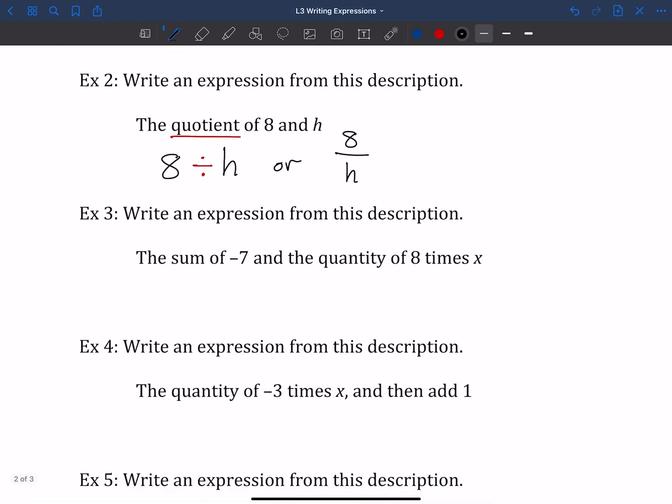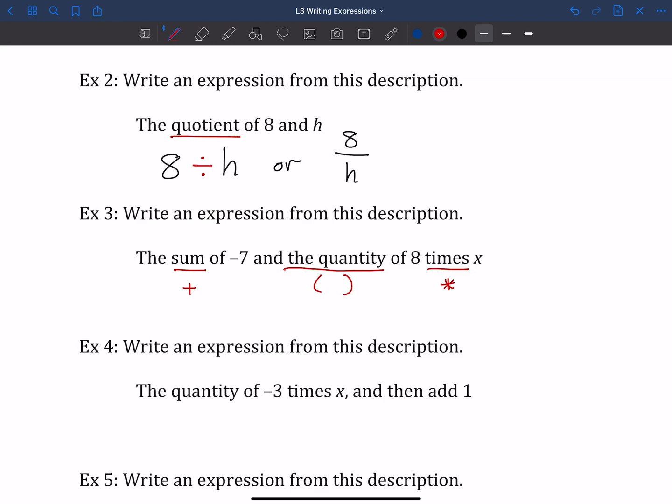Now things get a little bit more difficult right off the bat, right? So again, we're looking for keywords. Sum is one of those keywords. It talks about adding. And then it says the quantity of. Remember I just talked about the quantity kind of being like parentheses a little bit ago? So now we're going to have some parentheses somewhere. And then 8 times x. So times is telling me that I'm going to be multiplying. So this has got quite a few things going on.